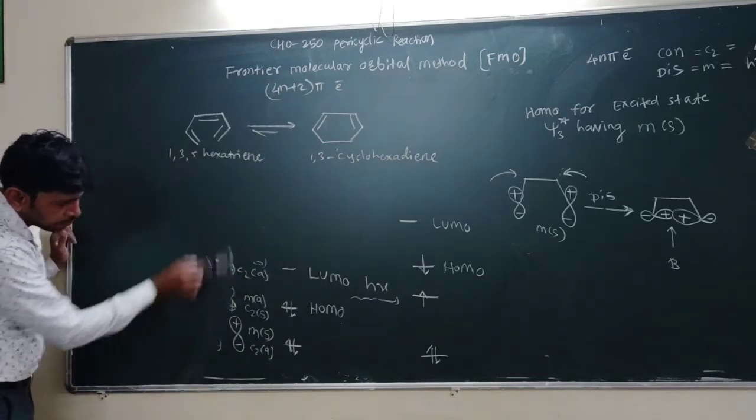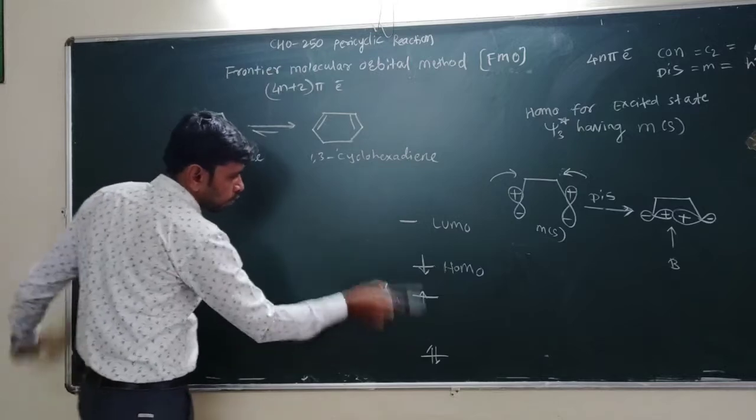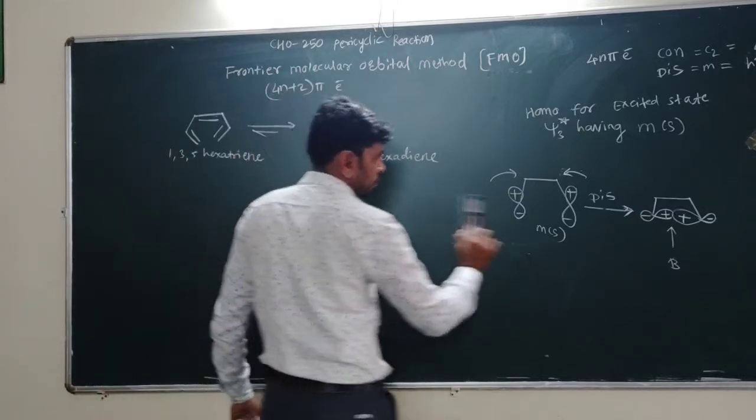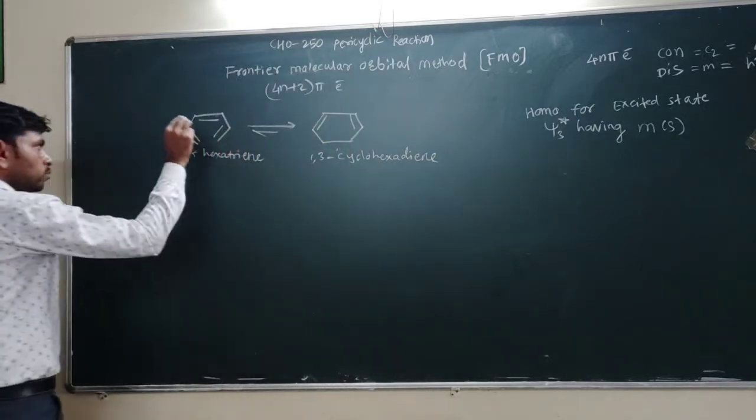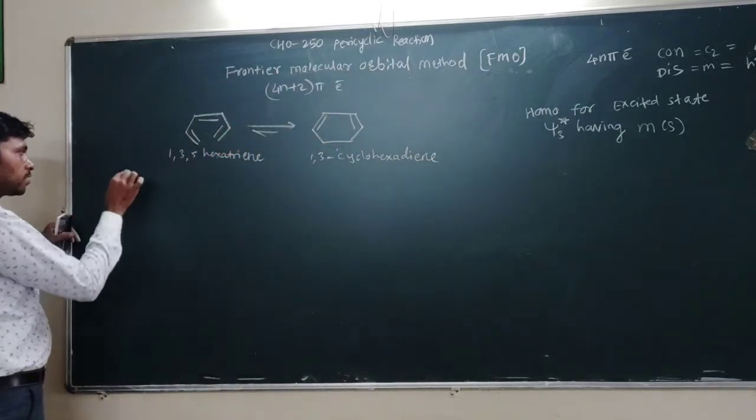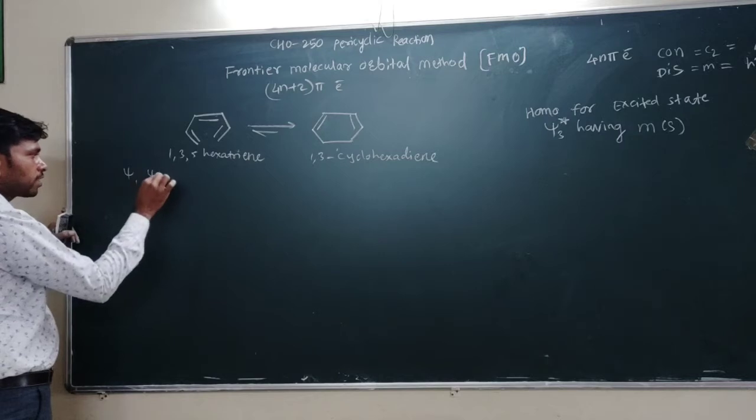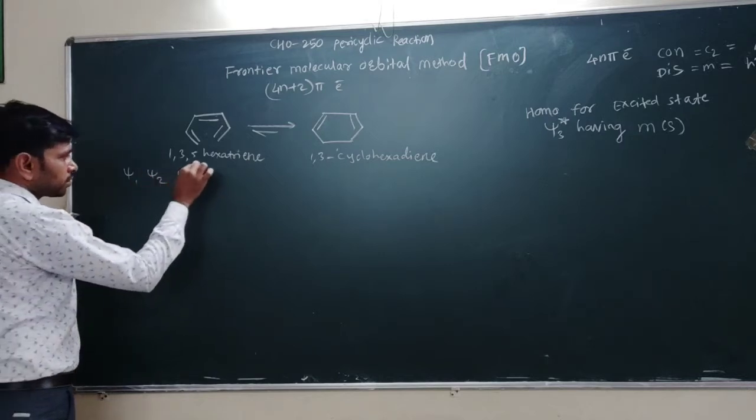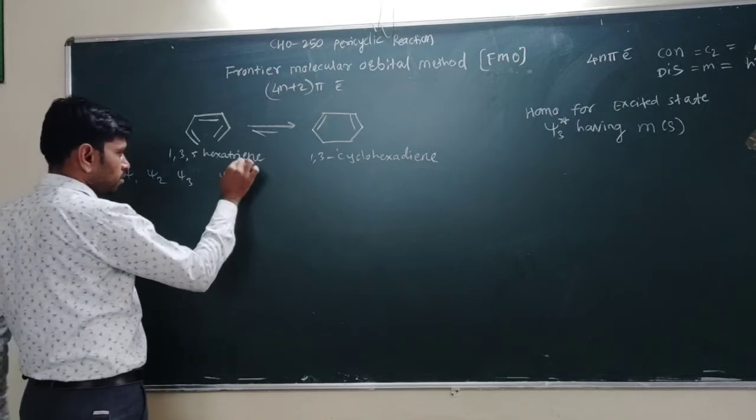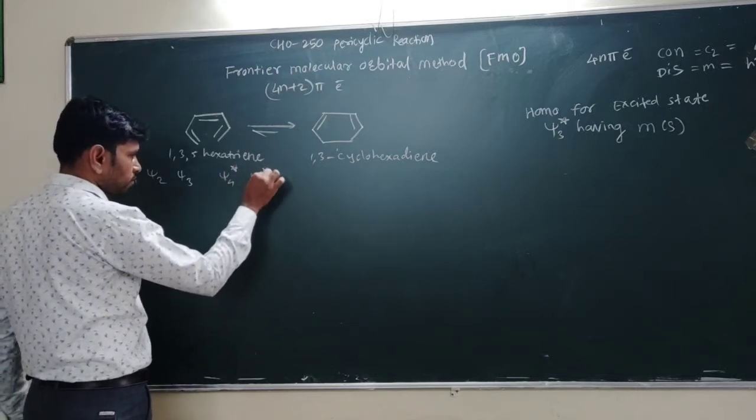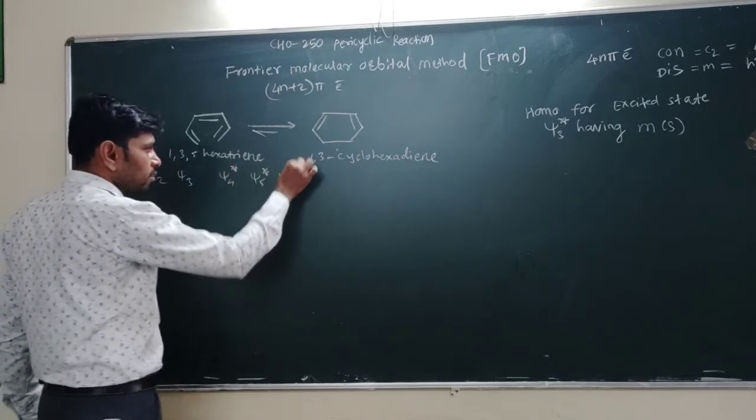Now what is our next step? The next step is to draw the orbitals of the open chain compound, the open chain partner. So this is the open chain partner. It contains 6 pi electrons, so 6 orbitals are there: Psi 1, Psi 2, Psi 3, Psi 4 star, Psi 5 star, and Psi 6 star.